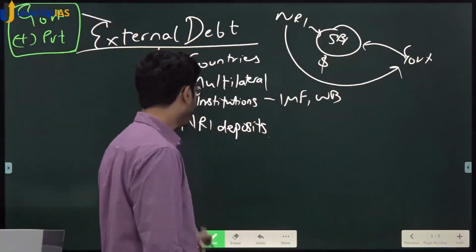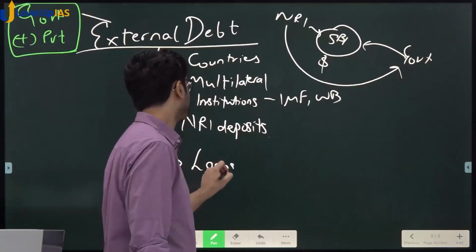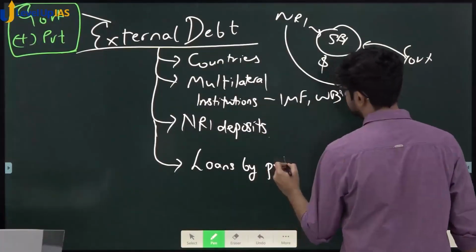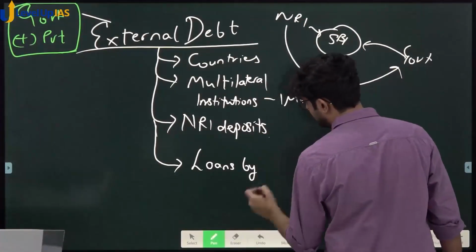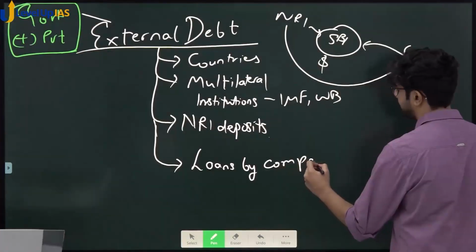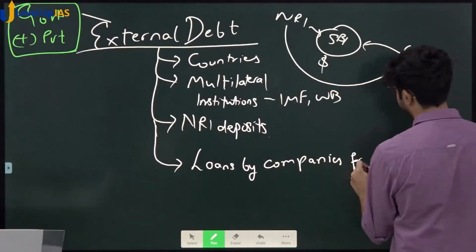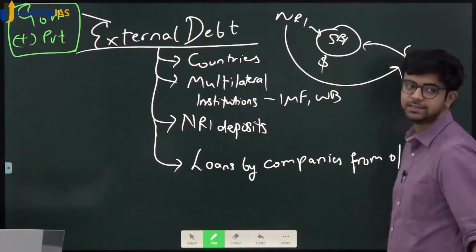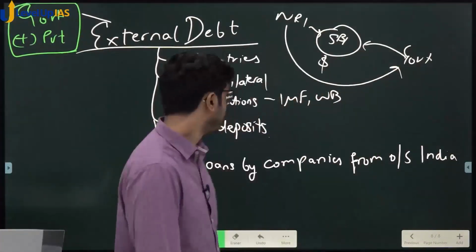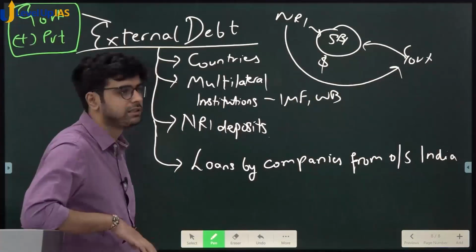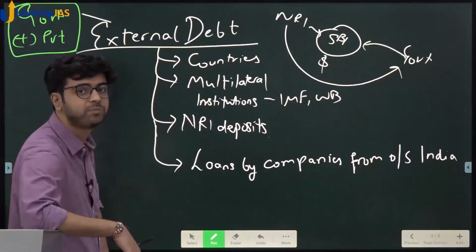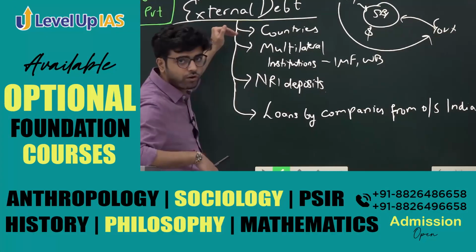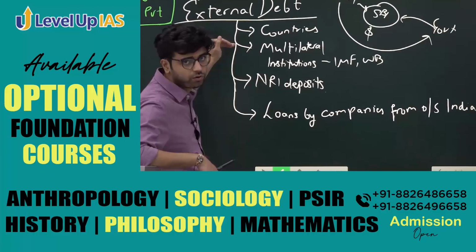So can I write here loans raised by companies from outside India? Don't write this yet. Are you understanding this? These are the different ways in which people can raise money. People can borrow money. You can raise money from other countries' central banks, or you can ask other countries' government to give you money, yes or no.